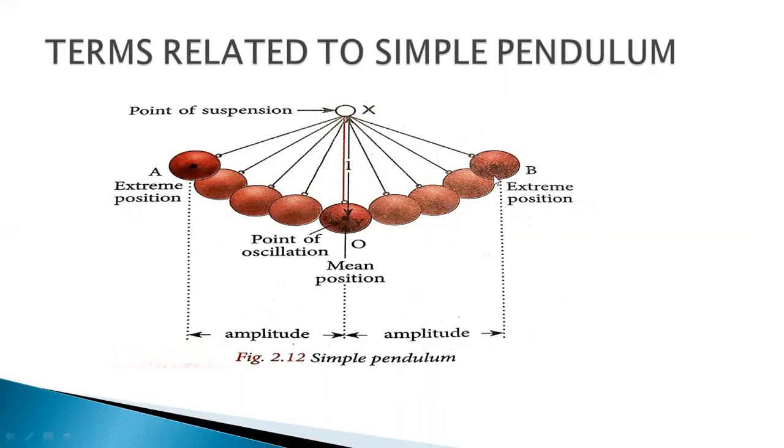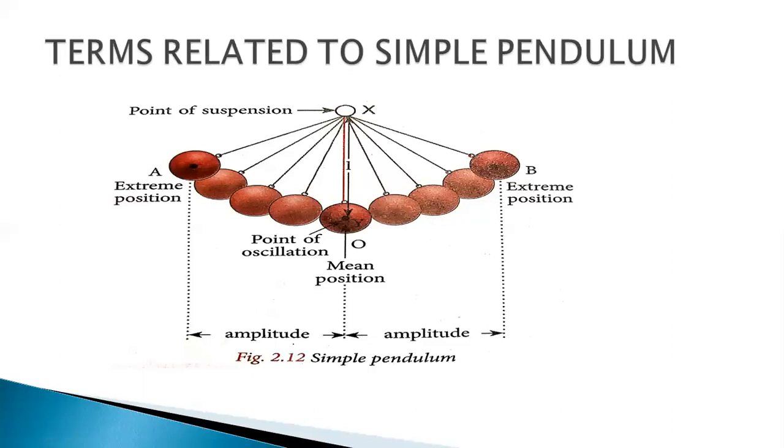The position of the bob at the maximum distance on both sides of the mean position, up to which the pendulum can oscillate, is known as the extreme position. Till here the pendulum can oscillate. So this is known as the extreme position.